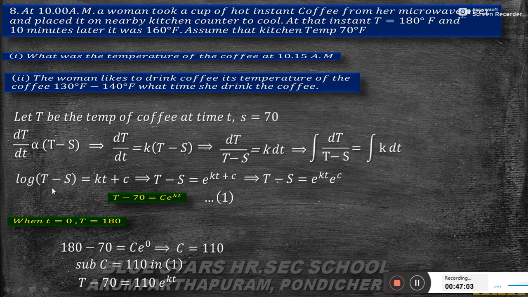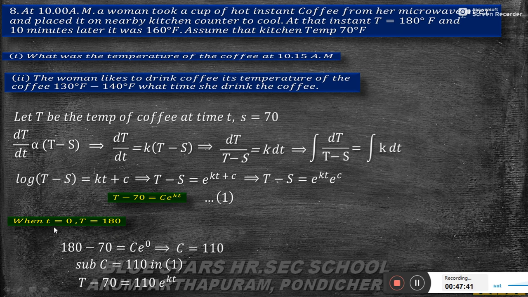Now I cancel the log, so I take the exponential on both sides. e power log of (T minus S) equals e power (kt plus C). So T minus S equals e power kt into e power C. e power C is again a constant, so I represent it by C. In our problem they give the kitchen temperature, 70 degrees Fahrenheit, which I represent by small s. So I substitute capital S equal to 70. Capital T minus 70 equals C into e power kt.